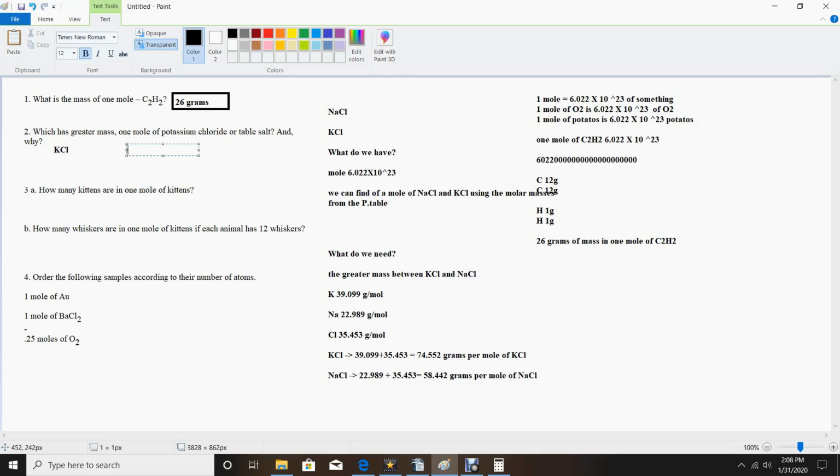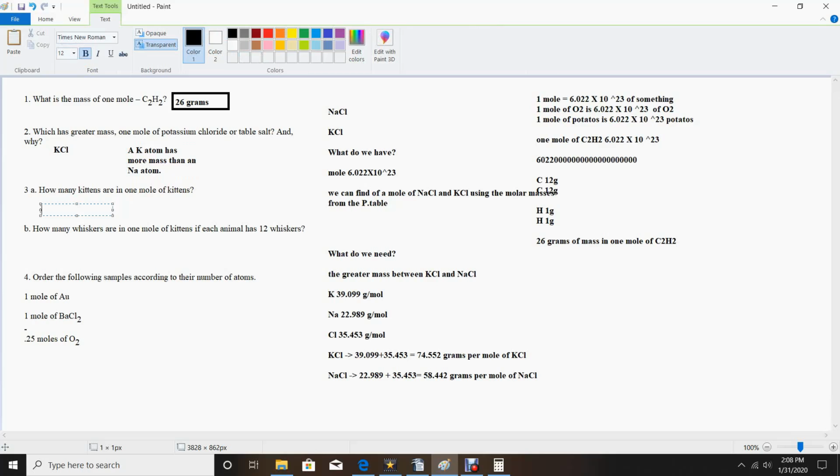So an answer to the question why might simply be that a K atom has more mass than an Na atom. There are other right answers, but something that demonstrates to me that you understand the idea of arrangement on the periodic table, the significance of the mass of the atom in terms of the larger molar mass.